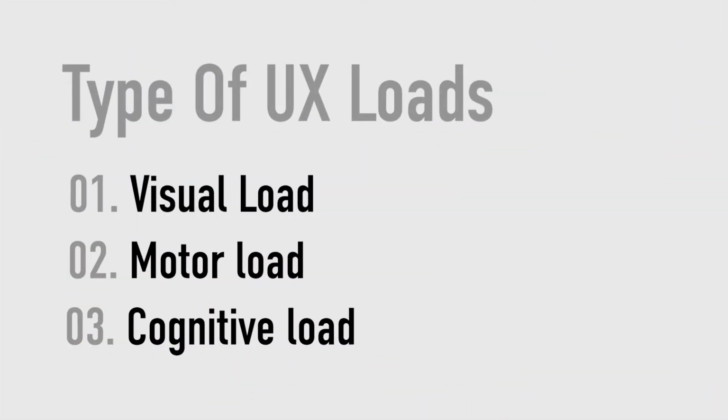Rather, the right question is whether the experience is simple enough, intuitive enough for a user to make a click without thinking. Now the question comes: how can we make the experience simple? The answer is by reducing UX loads. There are primarily 3 types of UX loads: visual load, motor load, and the most spoken and most famous, cognitive load. Let's understand visual load.